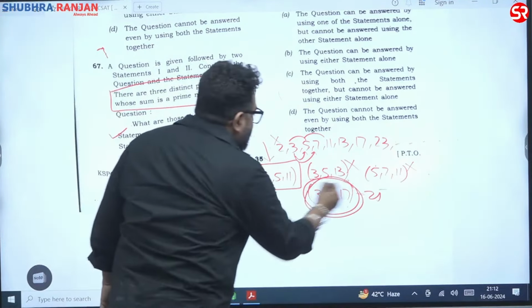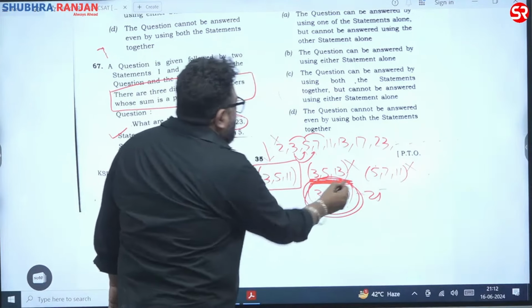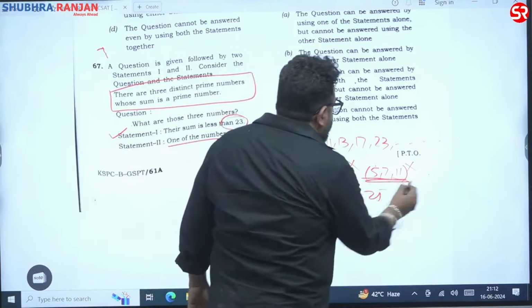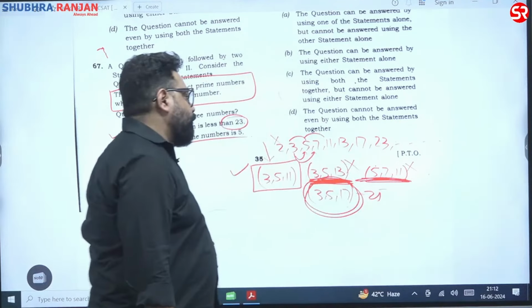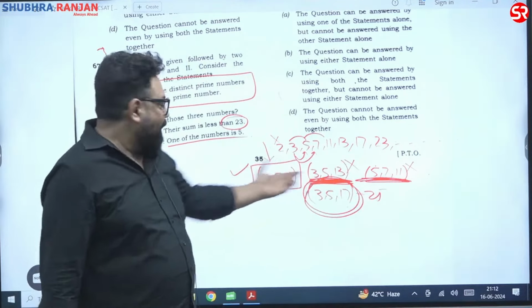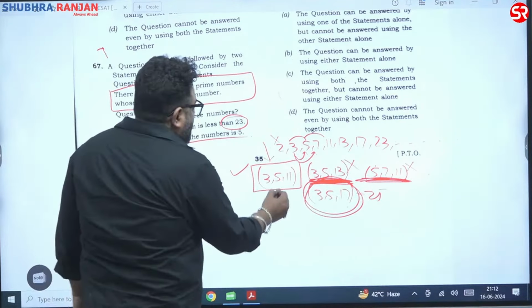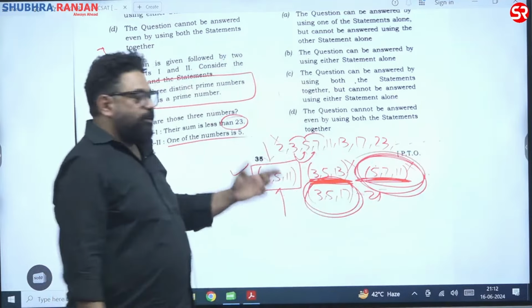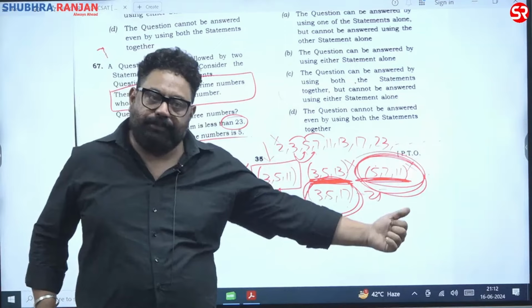Here 3, 5, 13. Right? No, not this, not this. What about this? 5, 7, 11. 5 plus 7 is 12 plus 11 is 23. Then you know there is one which is having 5. There is one more which is having 5. See, 5, 7, 11 all prime and their sum is also prime.